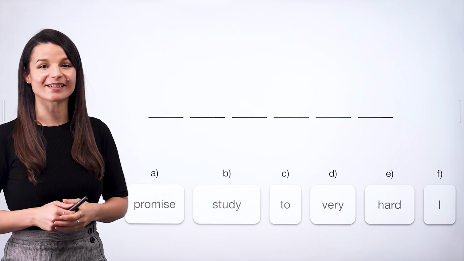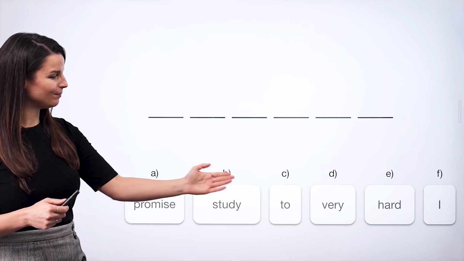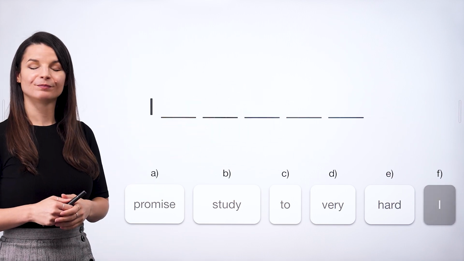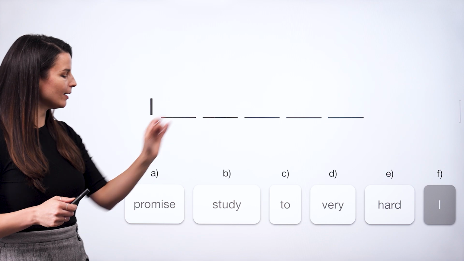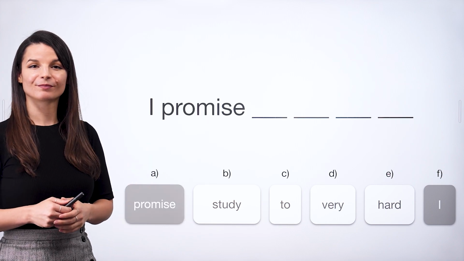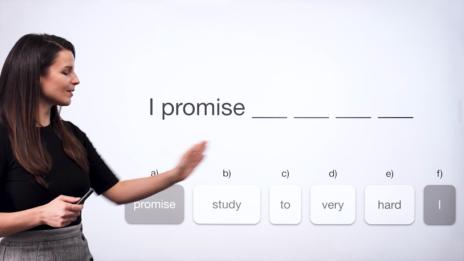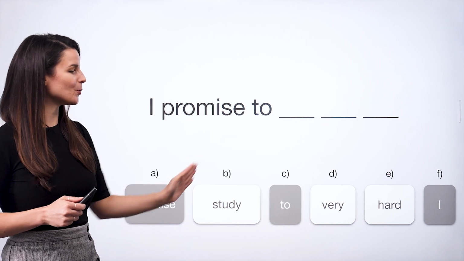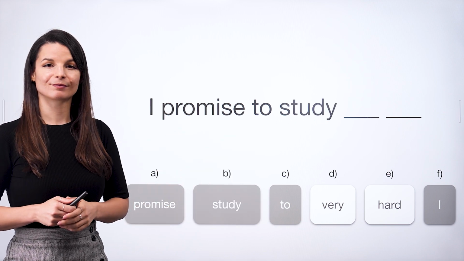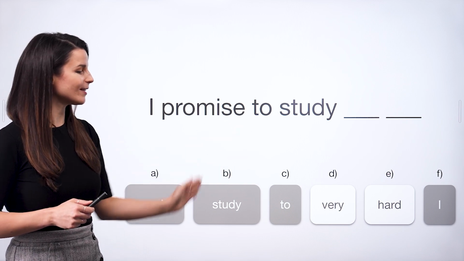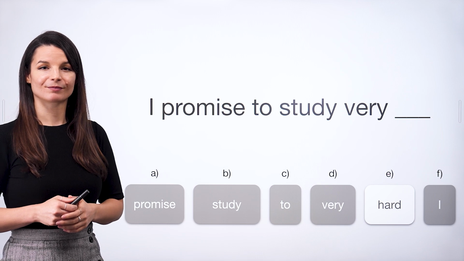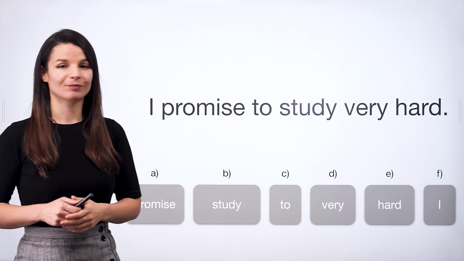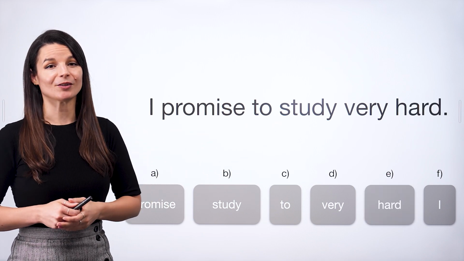Unscramble the words to make a sentence. I promise. I promise to. I promise to study. I promise to study very. I promise to study very hard.